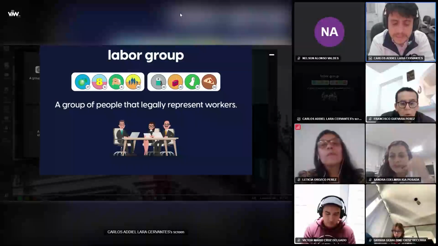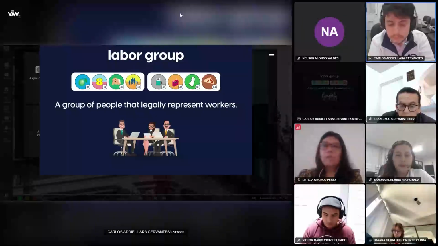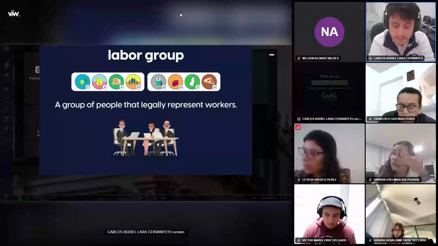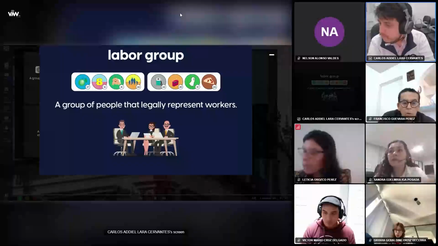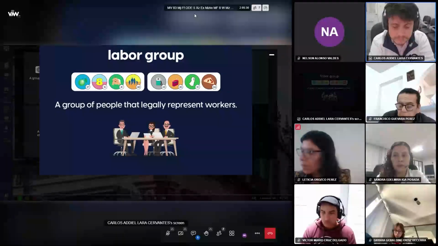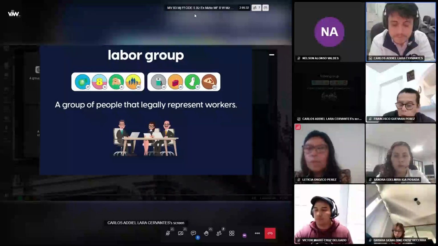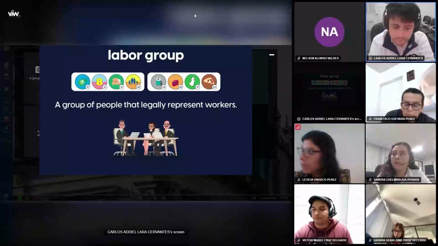Okay, so what is a labor group? A labor group is a group of people, lawyers that defend, protect workers. Well, maybe you don't have it in your city, but here in Cancun we have CROC. CROC defends workers.